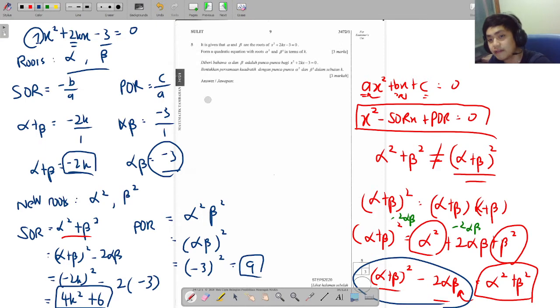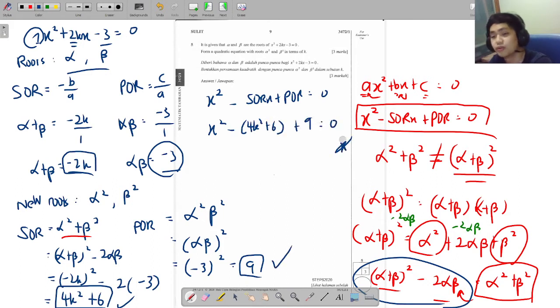So finally we have x squared minus SOR x plus POR. My SOR is 4k squared plus 6, so I'm just going to put it in. And my POR is 9, so I'm going to put in 9. And this is my new equation here.